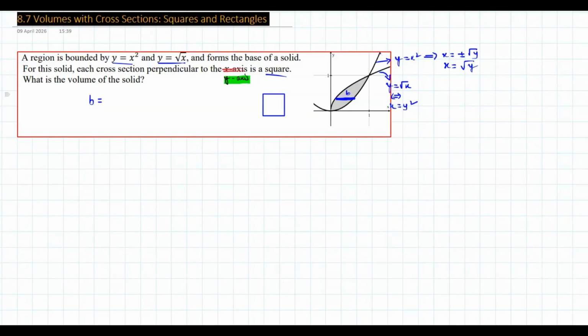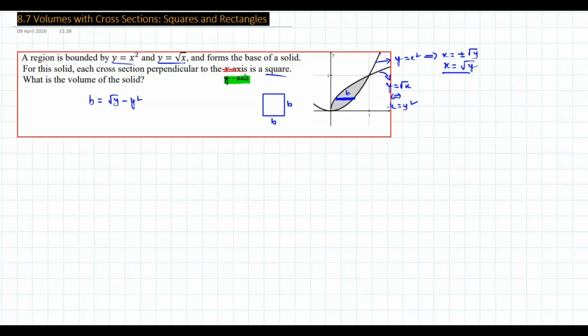So the left curve is x equals y squared and the right curve is x equals square root of y. The base distance is the right curve, x equals square root of y, minus the left curve, x equals y squared. This is the base, which is the side length of this square. So the square has base length b and b, right?